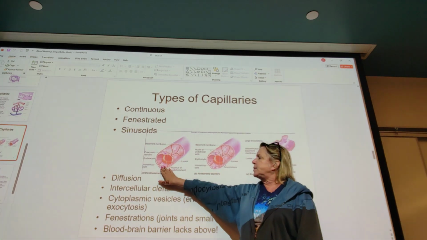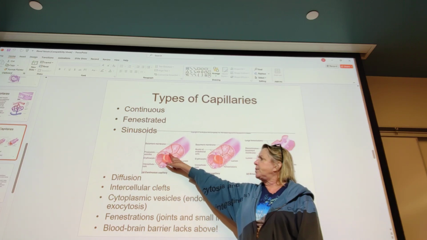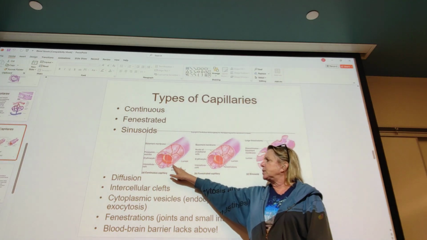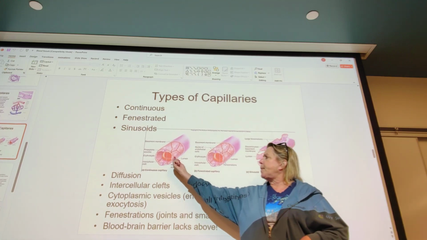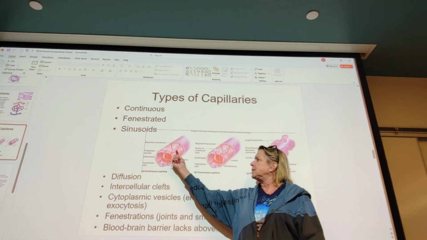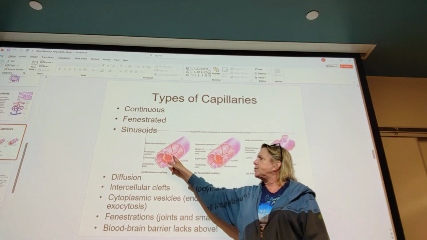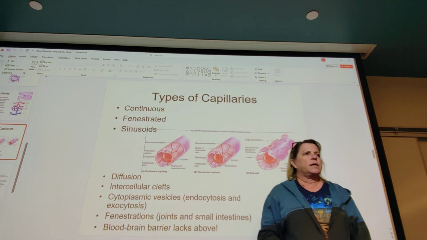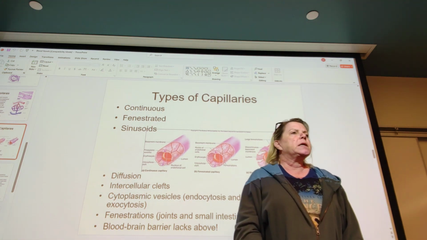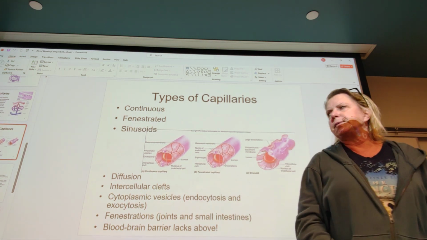Continuous capillary beds are called that because the endothelial cells are interlocking. There are no gaps through the cell membrane. There's only gaps called intercellular clefts that are in between the endothelial cells. To me, it looks like paver stones.